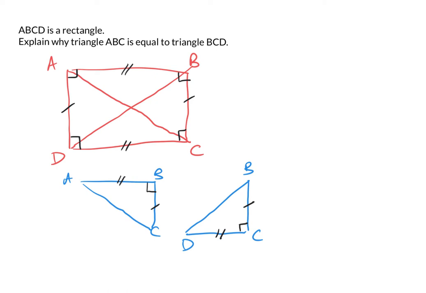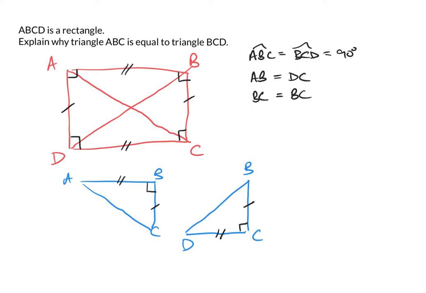We've got angle ABC equals angle BCD, and they equal 90 degrees. That's my first statement. I also know that AB equals DC. And I also know that BC will equal BC. It's the same line. So what statement do I put?